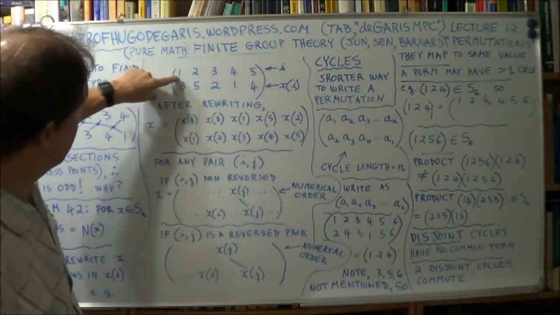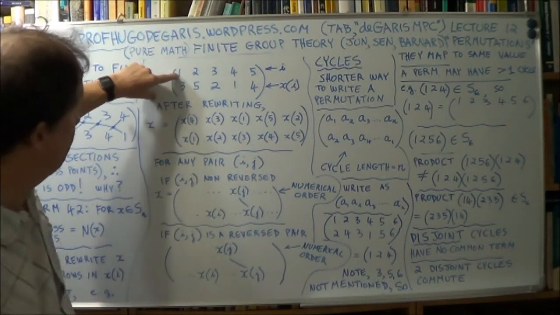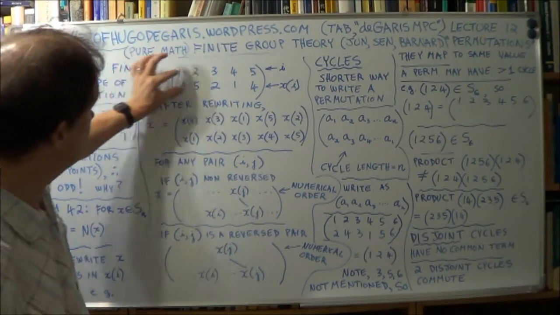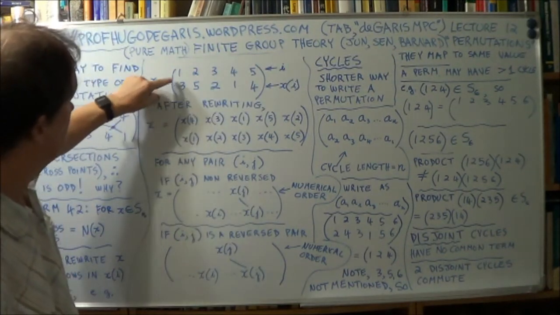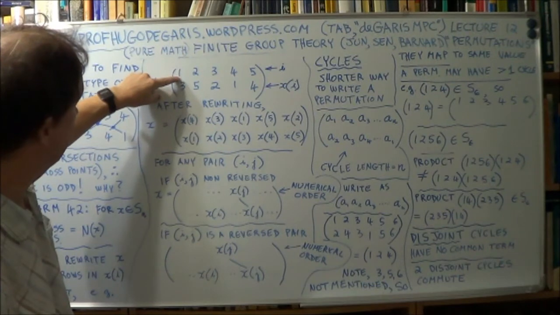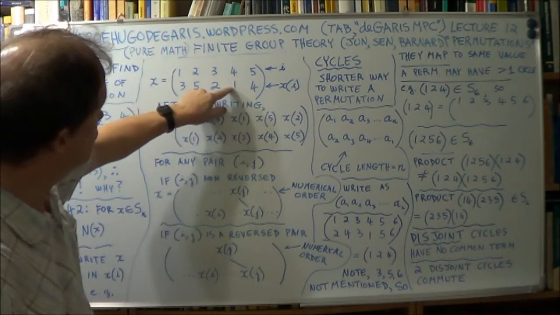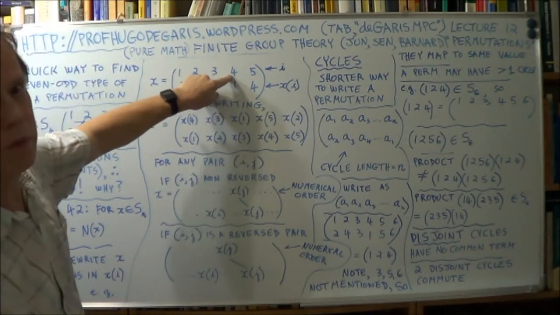Well, what is x? Sorry, the one here. Using this permutation, what is this one? Well, it's the permutation you get when you permute 4.